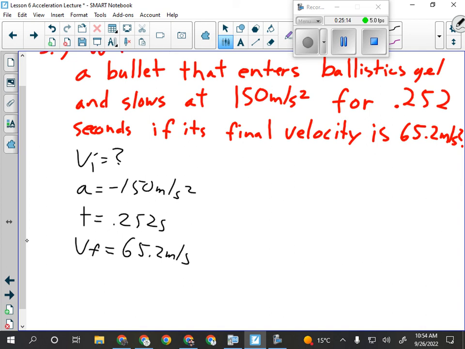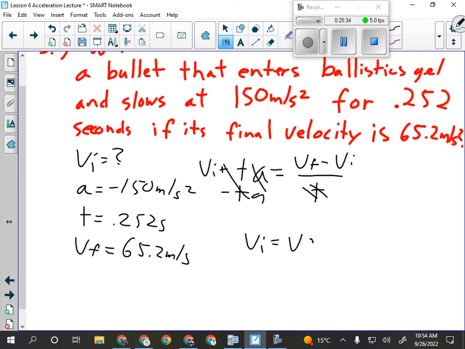All right, so we're looking for VI. We have A, T, and VF. So I would say this is probably our best bet. That's the information we have. That's the formula I would use. I'm going to multiply both sides by T, add VI to both sides, and then subtract T times A. So I will have VI equals VF minus T times A.